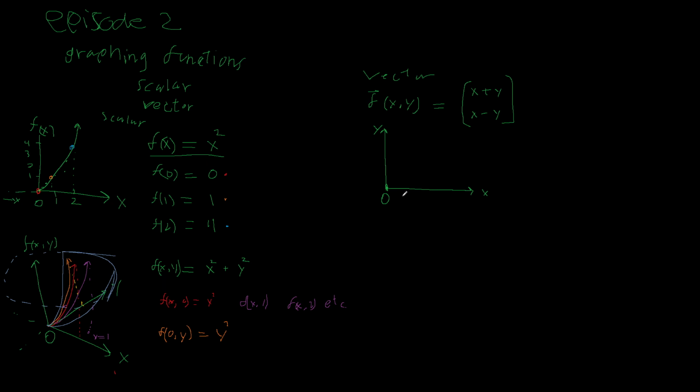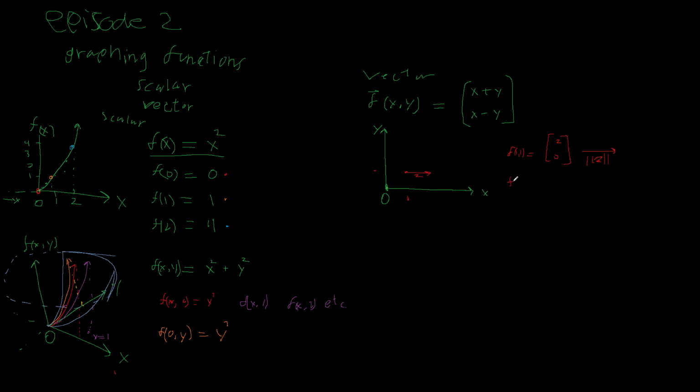But what if x is 1 and y is 1? Well, let's just think about this. F of 1 and 1 is equal to 2 and 0. What does this mean? Well, this is a vector pointing here with magnitude 2. So at this point, I have a vector pointing this way, of length 2. And then obviously we know that at every point we have 0, y. This is all only points in the y direction, right?